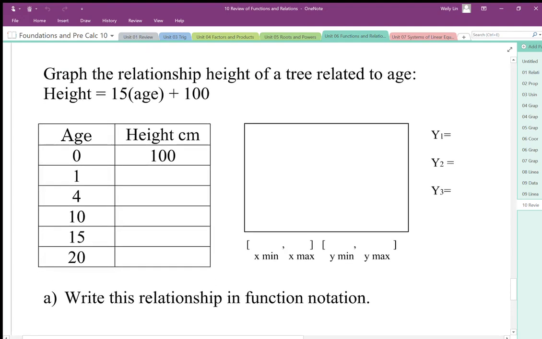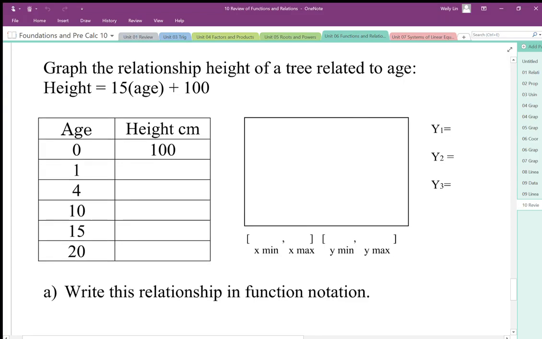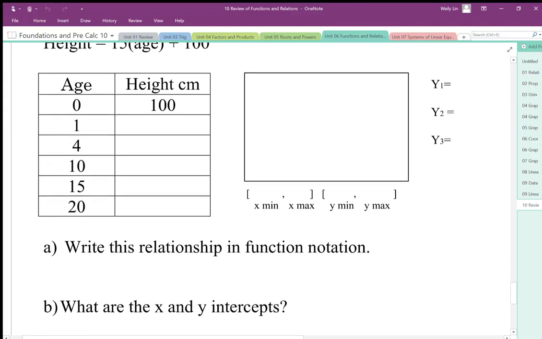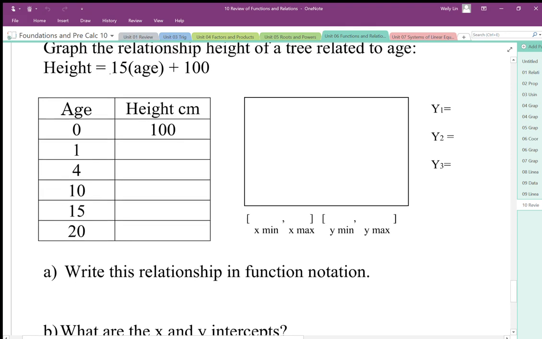In this example, we're relating the height of a tree to its age. So the age is an independent variable. The height of the tree is the dependent variable. So the relationship to this function, there's our equation here. We're going to write this in function notation. So I'm going to say f of x is equal to, so our input is age, so we multiply the age by 15 and add 100.